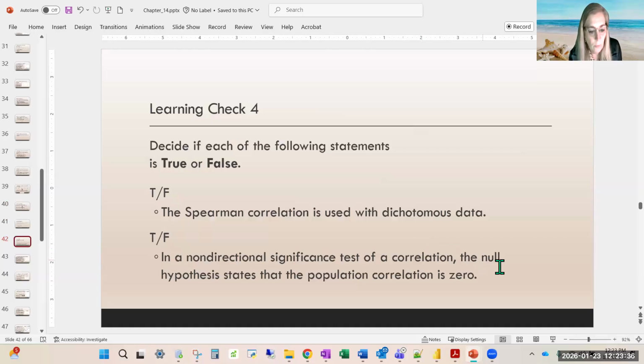All right, is it true the Spearman correlation is used with dichotomous data? Is it true that in a non-directional significance test of a correlation, the null hypothesis states that the population correlation is 0?